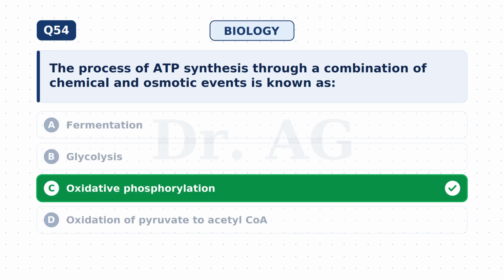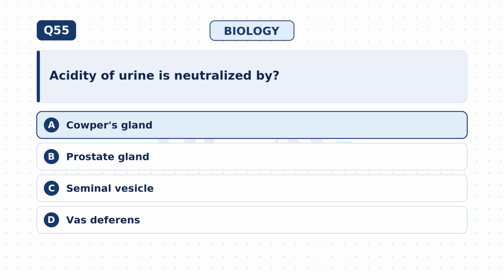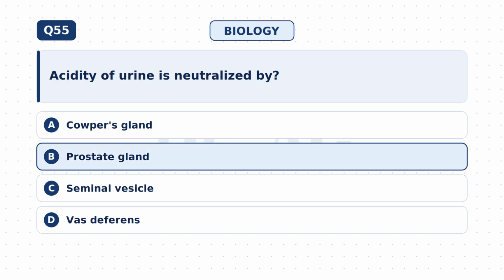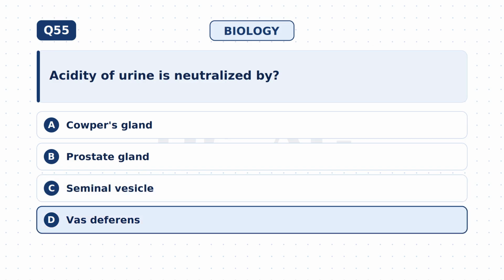The correct answer is C. Oxidative phosphorylation. Question 55. Acidity of urine is neutralized by. Option A. Cowper's gland. Option B. Prostate gland. Option C. Seminal vesicle. Option D. Vas deferens.